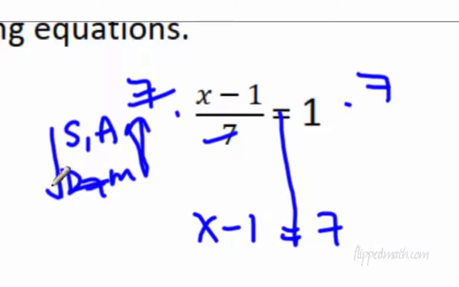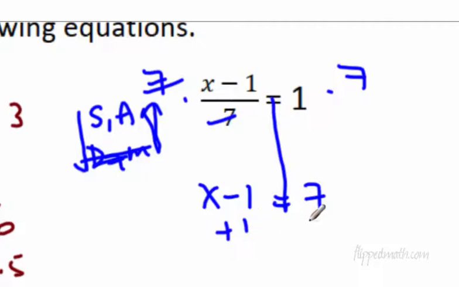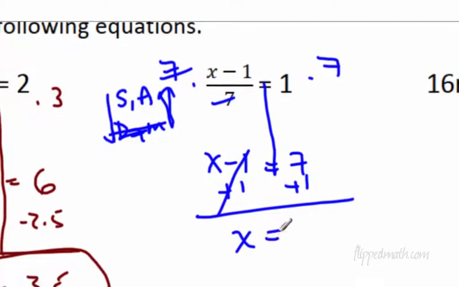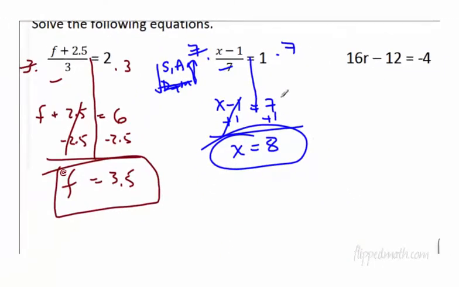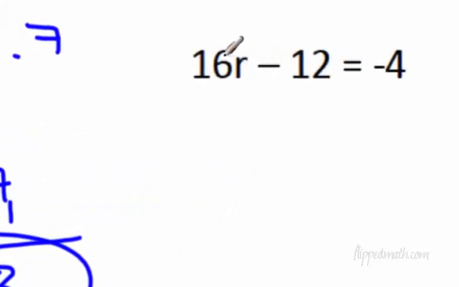So now we've done this. We need to add 1 to each side. So we add 1. We get x equal to 8. Circle it. Done. That's the second example. Last example. Let's look at this one. Okay, 16r minus 12 equals negative 4.